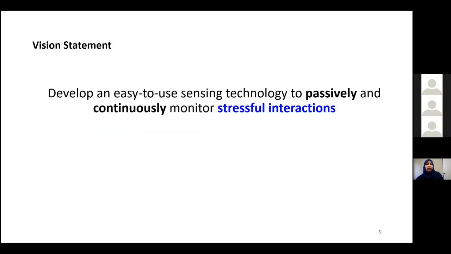So what is our vision? Our vision is to use easy-to-use sensing technology to passively and continuously monitor stressful interactions. We need to identify the stressful interaction first. And if we know the timing of the stressful interaction, then we can intervene at that moment using smartphones or smartwatches, so that we can have a better conversation or better manage our stress level.